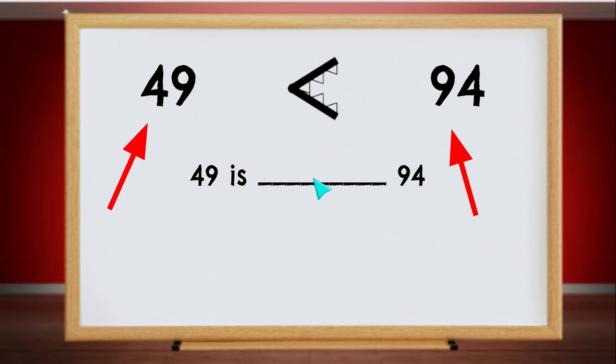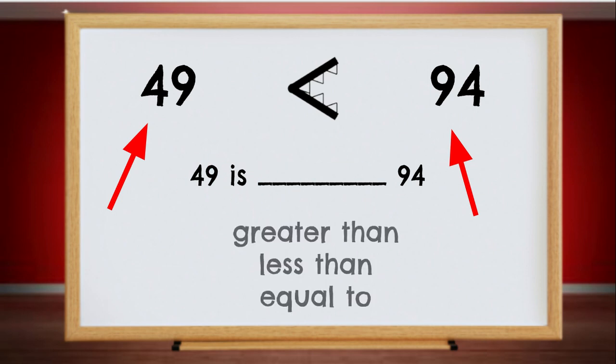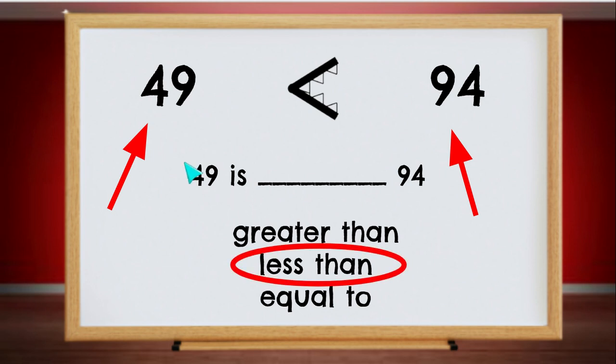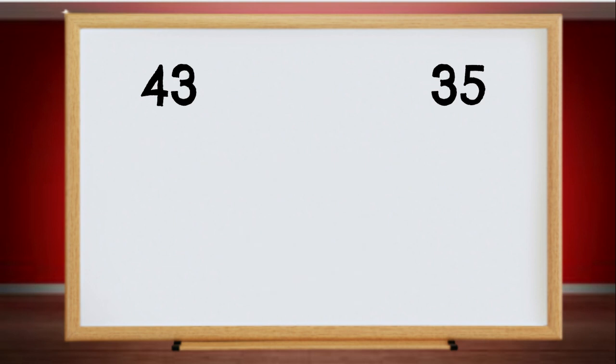For us to complete the sentence, we read it just like in our books, from left to right. So 49 is what to 94? Is it greater than? Is 49 less than? Or is 49 equal to 94? You are right. 49 is less than 94. So you can see the point is next to the smaller number. 49 is less than 94.